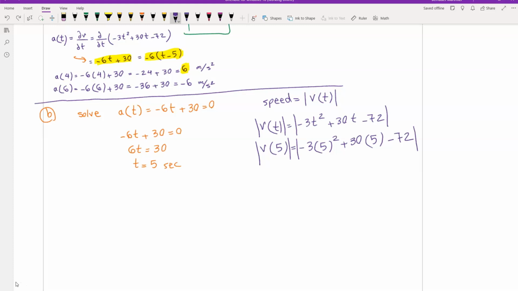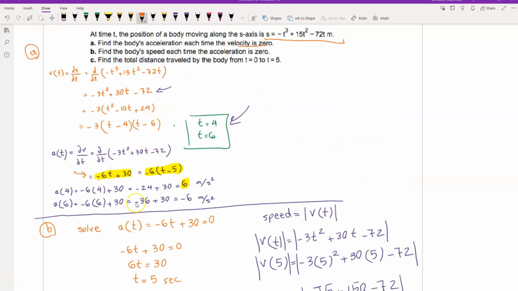But we should find absolute value of what we have for velocity. So the answer that we have here is absolute value of negative 75 plus 150 minus 72. So add, subtract, all these here we have absolute value of negative 3, so that is positive 3, and this is meters per second. Now here, part C, find the total distance traveled by the body from t equal to 0 to t equal to 5.